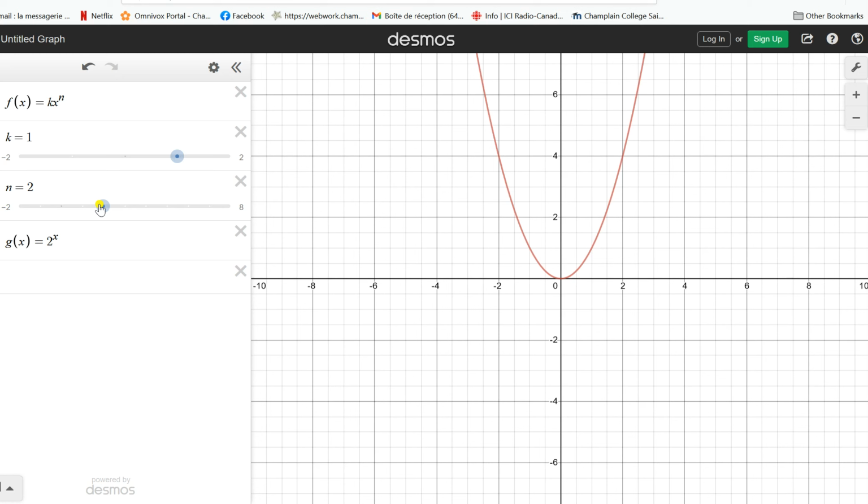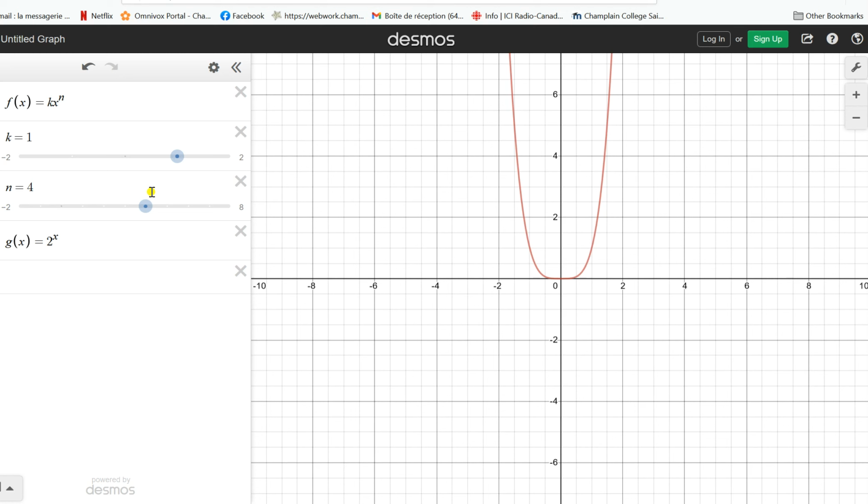Okay, and that's going to happen again if you've got n equals 4. So now we're looking at x to the 4. It's still going towards infinity as x goes either towards plus infinity or minus infinity. So if we go to the left or to the right, the curve actually shoots up.